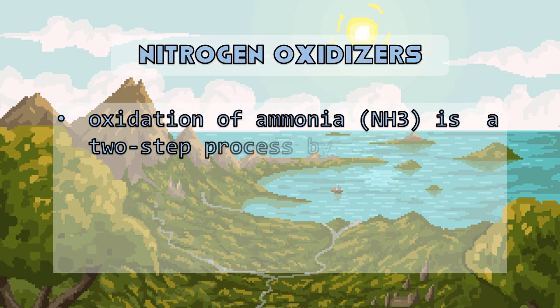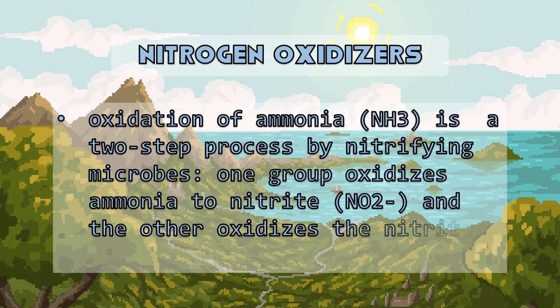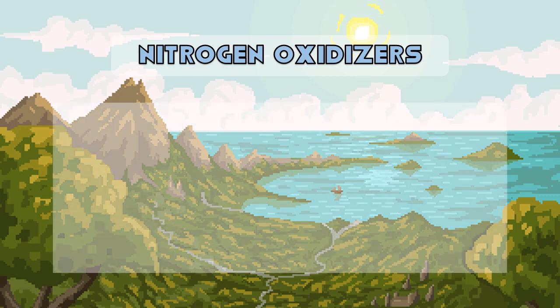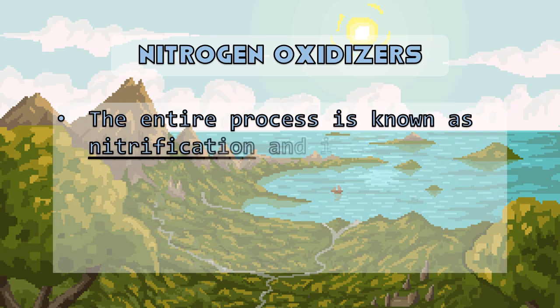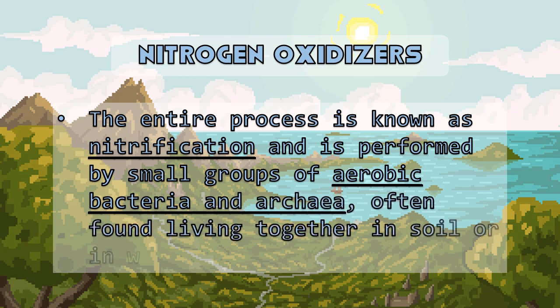Nitrogen oxidizers. The oxidation of ammonia is performed as a two-step process by nitrifying microbes, where one group oxidizes ammonia to nitrite and the second group oxidizes the nitrite to nitrate. The entire process is known as nitrification and is performed by small groups of aerobic bacteria and archaea, often found living together in soil or in water systems.